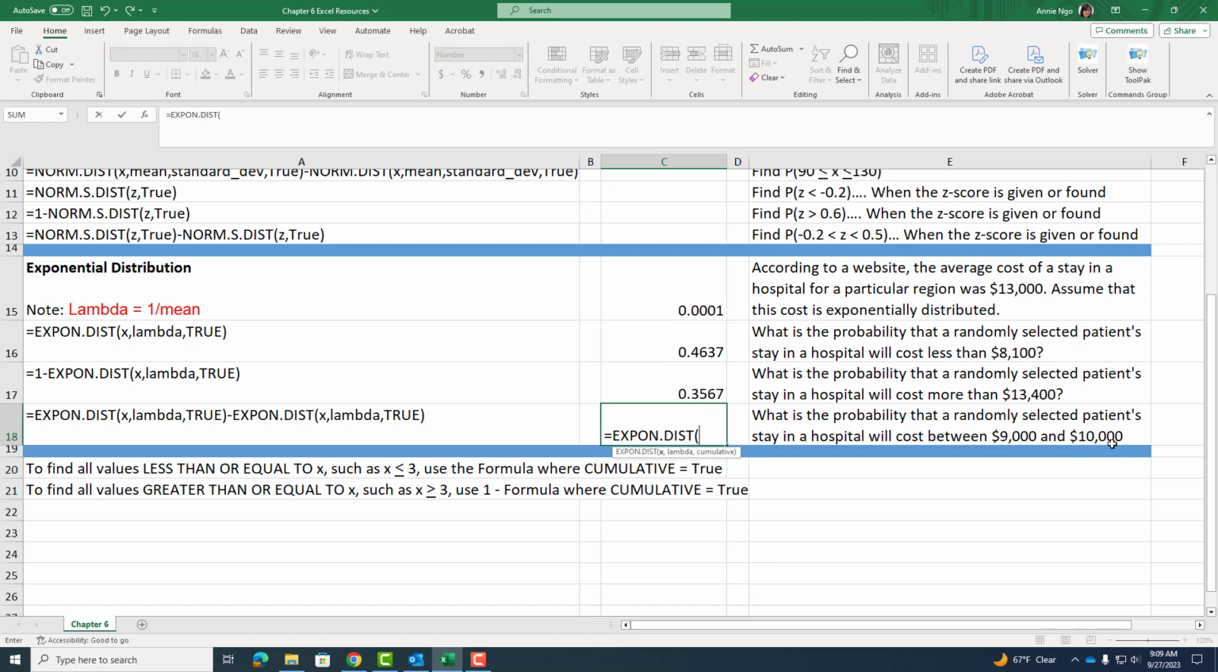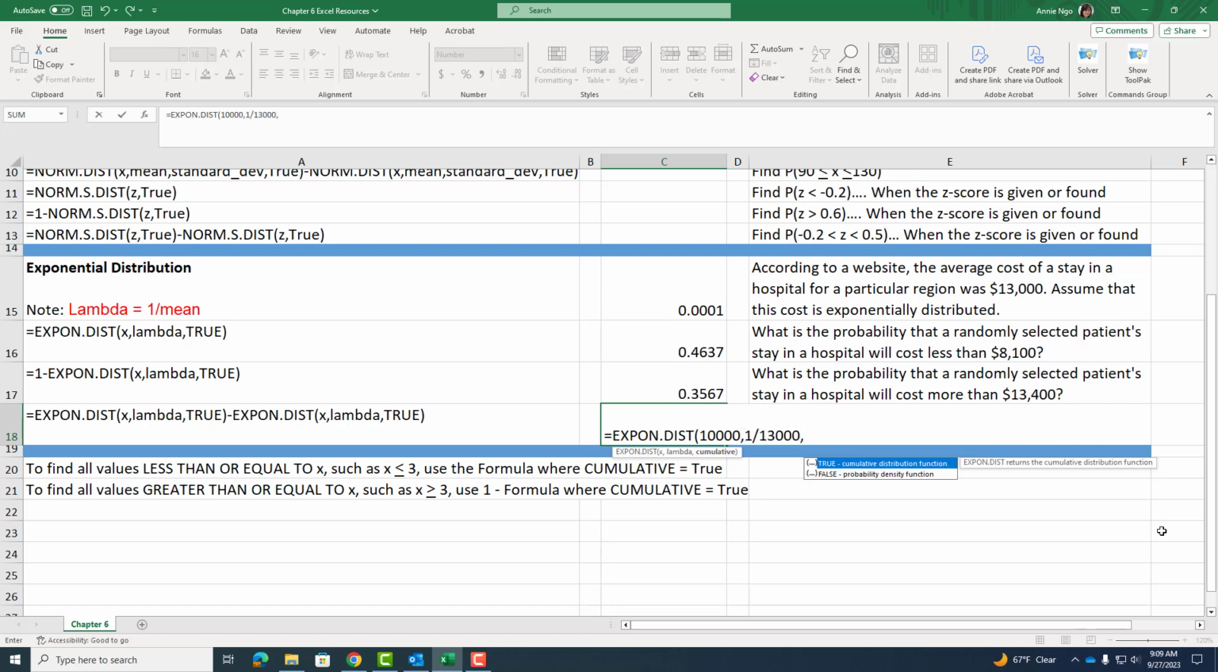So I'm going to put the 10,000 first, because if you forget and you don't put the bigger number, what you're going to end up with is a negative probability. And we can't have negative probabilities, no such thing as negative 10%. So just make sure if you accidentally switch the numbers and you see that negative, you can just remove the negative, like ignore it, right? The number's still good, but just ignore the negative. So there's my x of 10,000. My lambda is still 1 over 13,000, comma, TRUE, close parentheses.